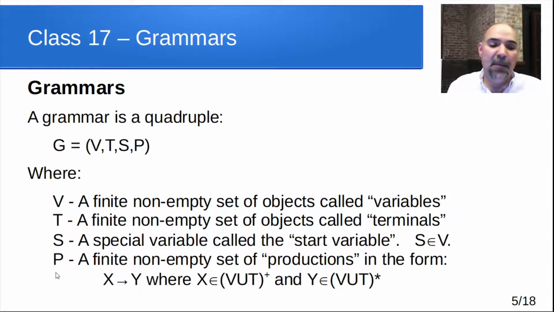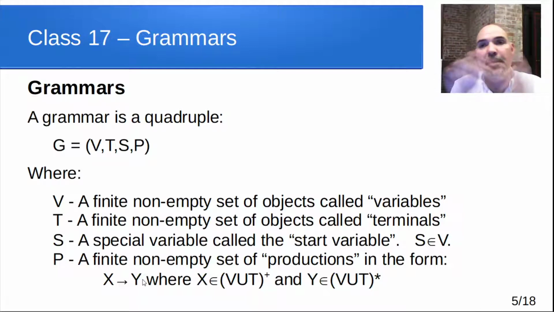And then P is a finite non-empty set of productions of the form X produces Y, where X has to have at least one variable or terminal in it, and could be a string of them. It produces the right-hand side, which is zero or more variables or terminals. So (V union T) star on the right-hand side, and (V union T) plus on the left-hand side. This production lets us take one string and replace it with another, which could then have part of it replaced by another production, and another. We build up a string that way.